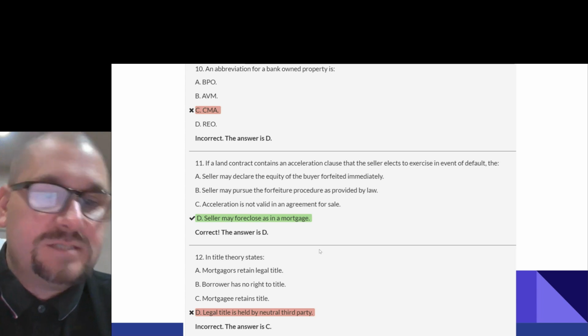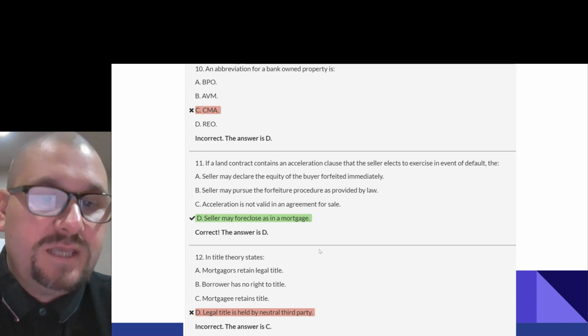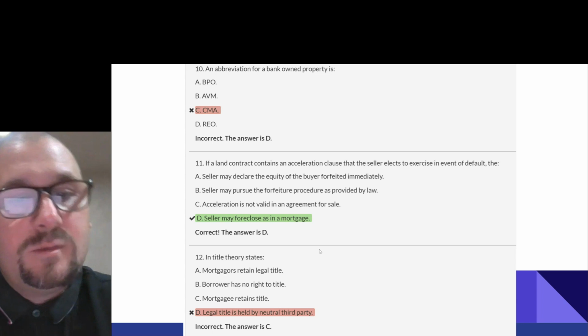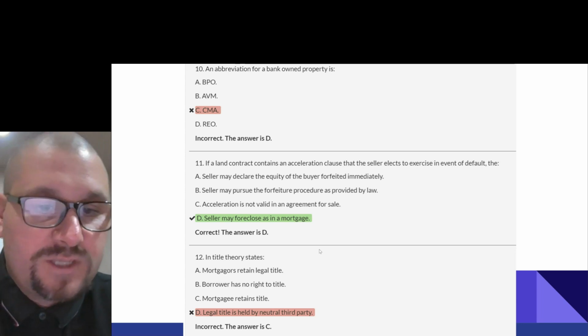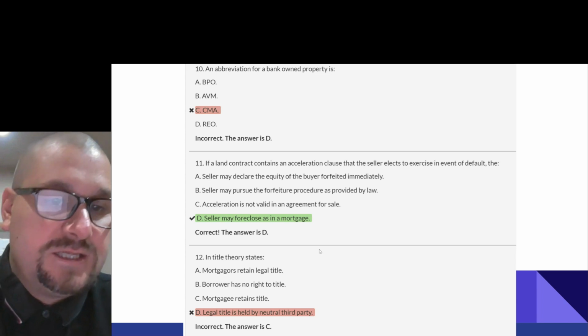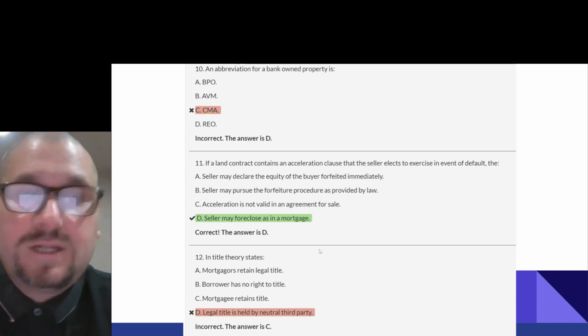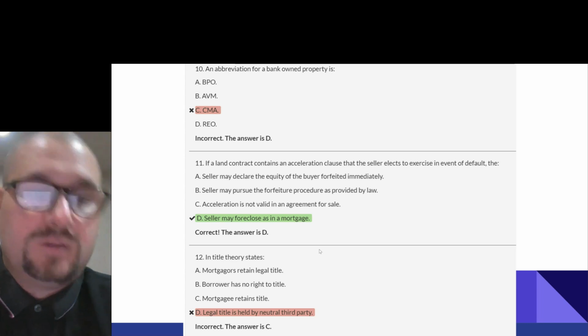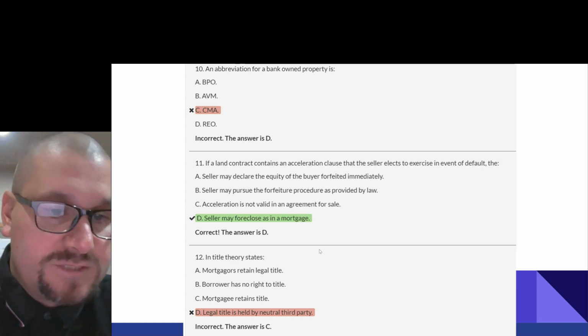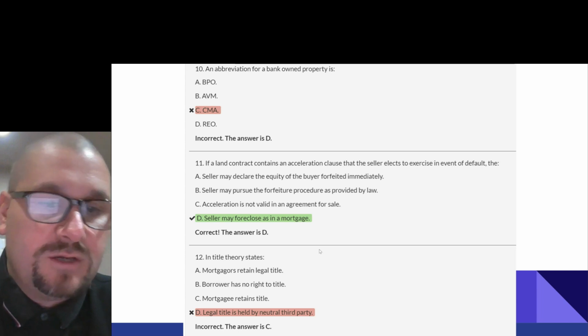So you don't get the title until you've paid the entire house off. All right, so A says mortgagors retain legal title. No. Borrower has no right to title. No. Mortgagee retains the title. Yes. That's in a title theory state. We're not a title theory. Arizona's not a title theory, so you don't have the title when you get a loan on a house. D, legal title is held by a neutral third party. No.